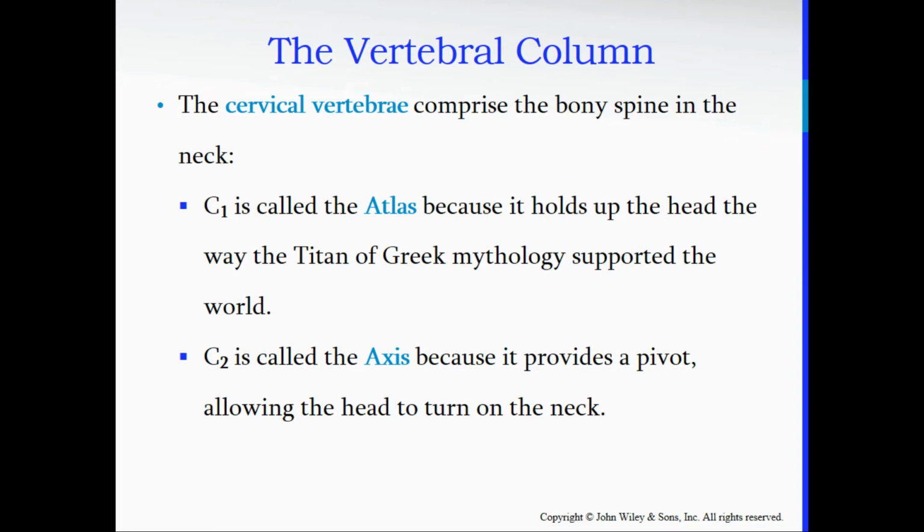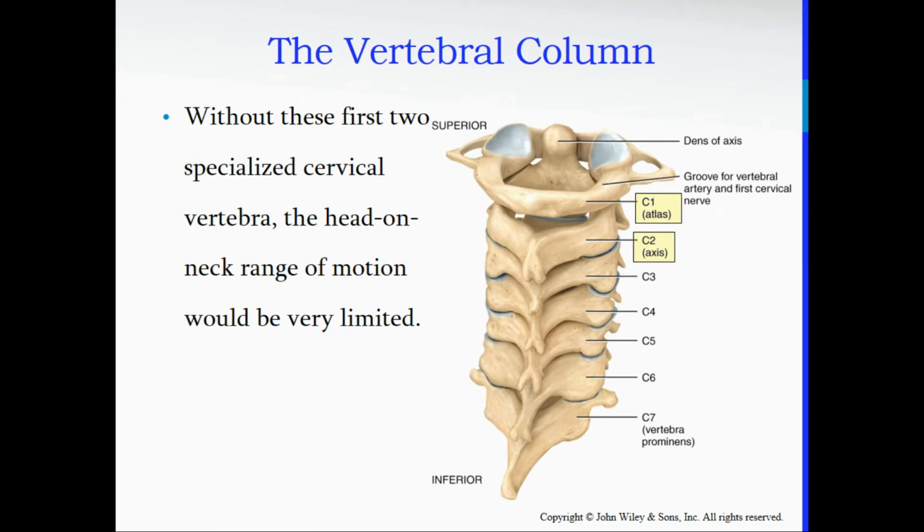A lot of people naturally assume that when you turn your head, your head spins but all of your vertebrae stay straight. Well, that's not the case. When you turn your head, your C1 vertebrae turns with you, but it pivots around the C2 vertebrae. Without these two, the first two specialized cervical vertebrae, the head-on neck range of motion would be very limited.